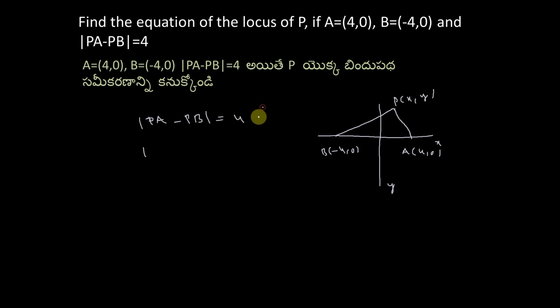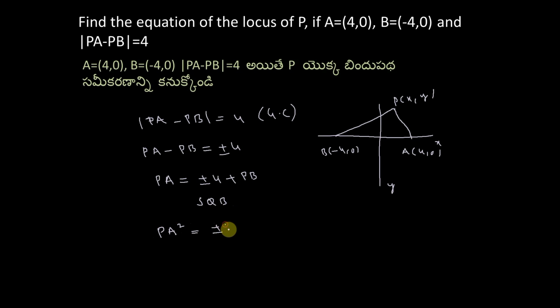So this can be written as, this is the given condition. PA minus PB can be written as plus or minus 4. By eliminating mod, I will get this plus or minus 4 here. And PA is equal to, I can write plus or minus 4 plus PB here. Squaring both sides, you will get PA square is equal to (plus or minus 4 plus PB) whole square. Now on simplification, this can be written as PA square is equal to 16 plus PB square plus or minus 8PB here.